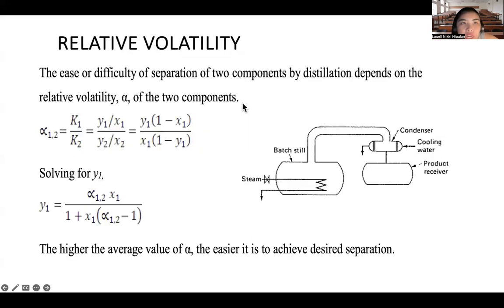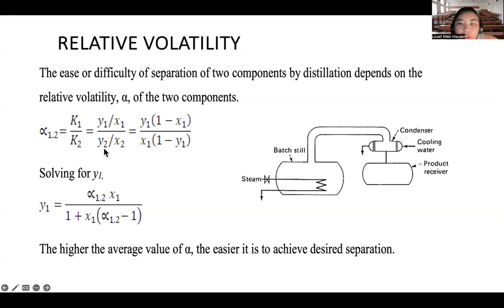And let's talk about relative volatility. Relative volatility is an important parameter because it dictates how easy or difficult it is to separate two components in a mixture via distillation. As you see here in the diagram, we have a setup for batch distillation, which includes the batch still, the condenser, and the product receiver. Your relative volatility is denoted by the Greek letter alpha. It is a measure of the ease of separation of the two components based on their volatility, and it's calculated using this equation here.